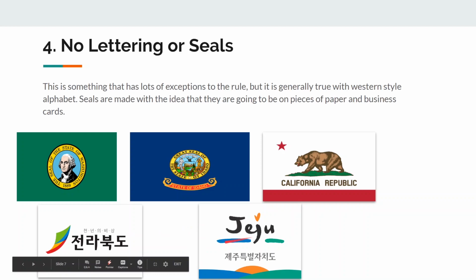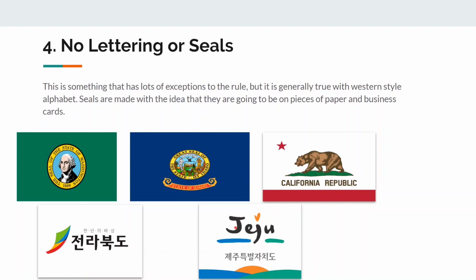Well, here are 2 Korean examples. We have Jeollabuk-do and Jeju. And they use a lot of words. So Jeollabuk-do, they have their symbol here. Otherwise, the whole rest of the flag is just words, which again shows that they just brought their logo on and put it on a flag. Jeju, 2 kinds of lettering in different kinds of font. And it doesn't look that pretty when you put it on a flag.